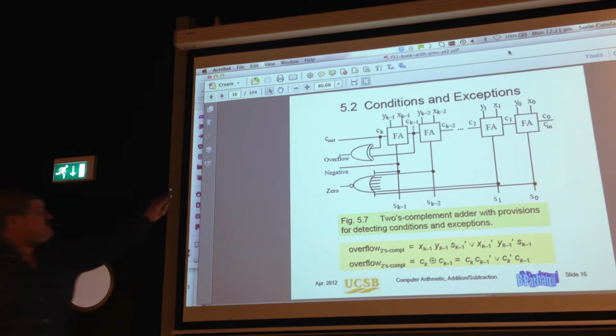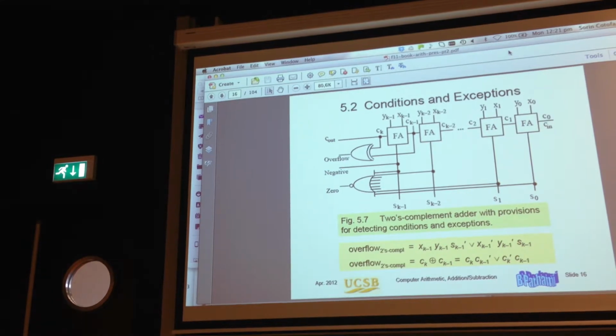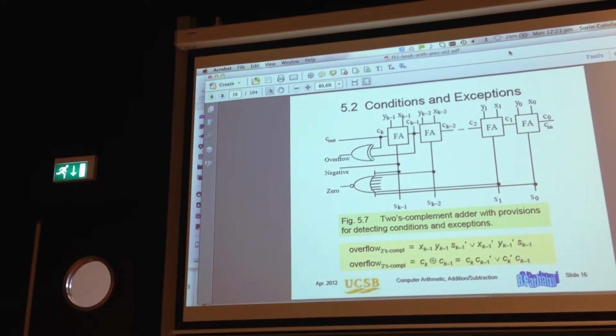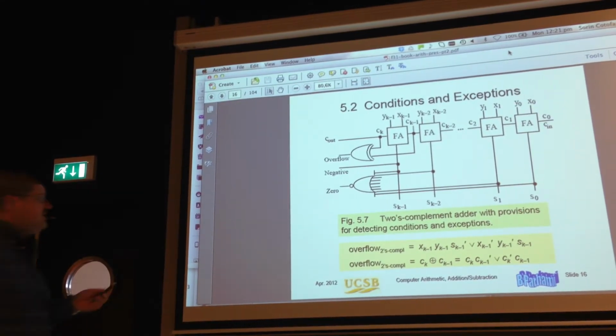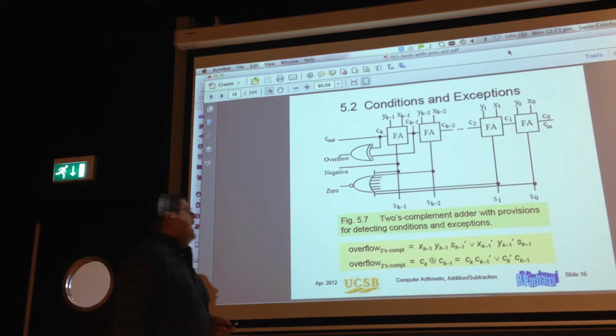Okay, now those conditions and exceptions are important for the processor, because this adder is always part of a processor. They are important for the processor to understand what we just did. We did an addition, but we have to know, for the branches mostly, what the properties of the result are.